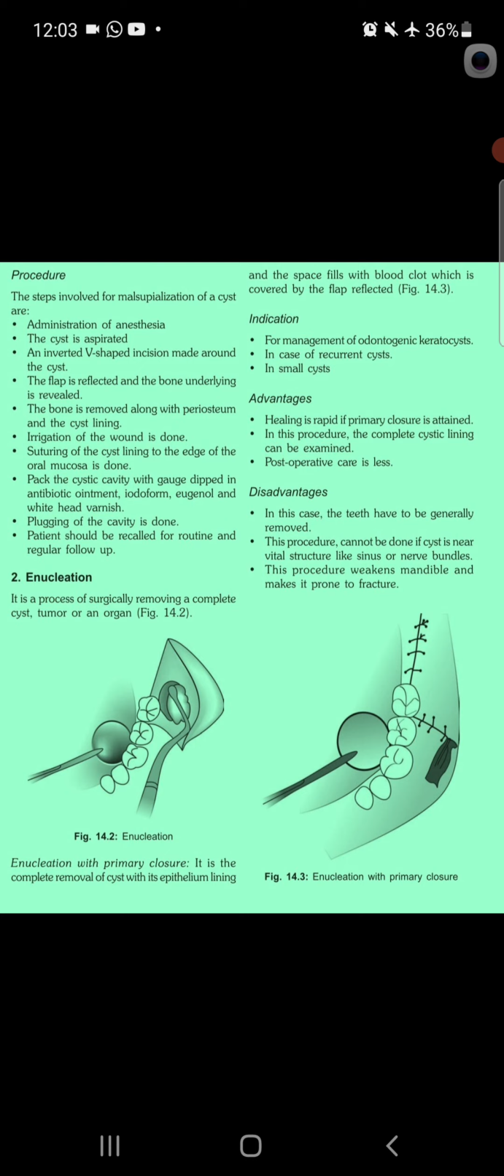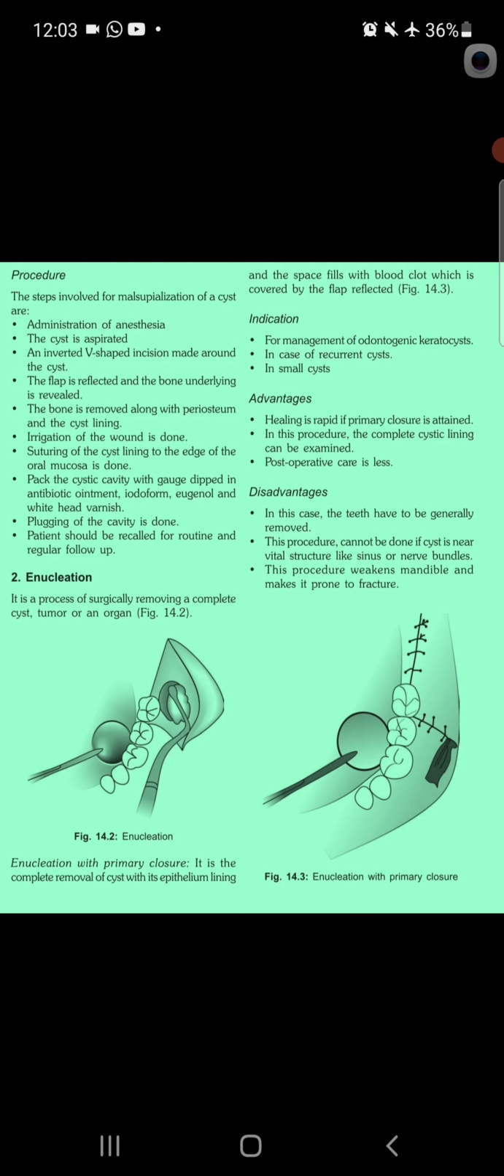Now come to the enucleation. It is a process of surgically removing a complete cyst. Here we completely remove the cyst, like a tumor or an organ, and the space is filled with the blood clot which is covered by the reflected flap. And this is enucleation with primary closure.